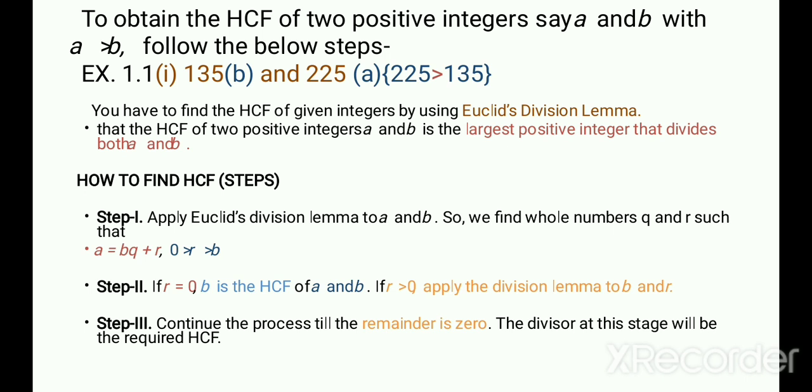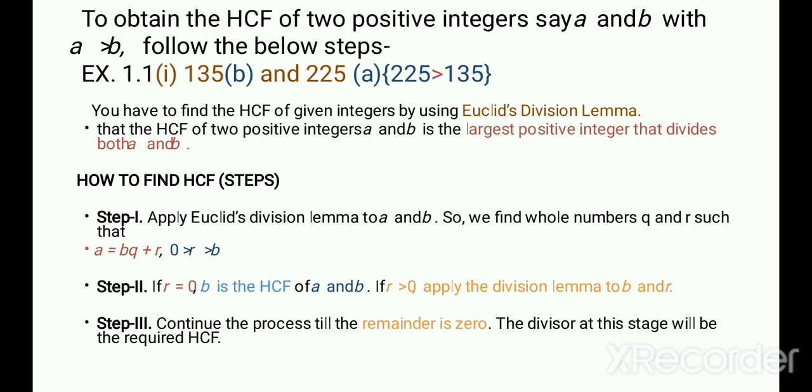So here is the explanation of how to obtain the HCF of two positive integers, say A and B. Suppose A and B are two positive integers. The number which is greater is called A and the number which is lesser is called B. For example, in example 1.1, you are given 135 and 225. So 225 is greater than 135, so I have mentioned over here that 135 is B and 225 is A. Hence the larger number is A and the smaller number is B.